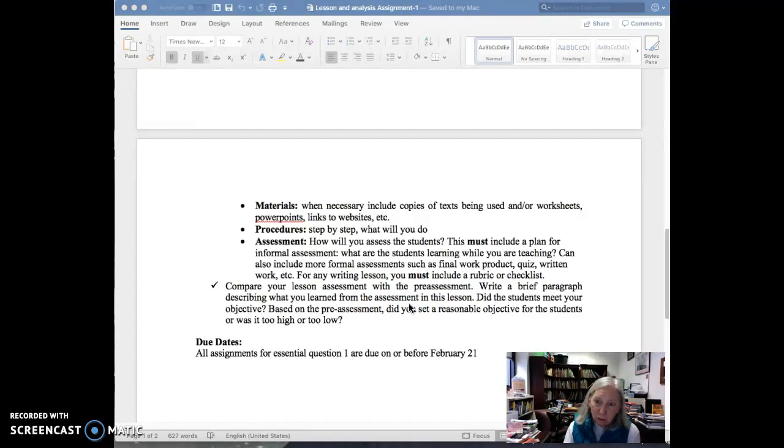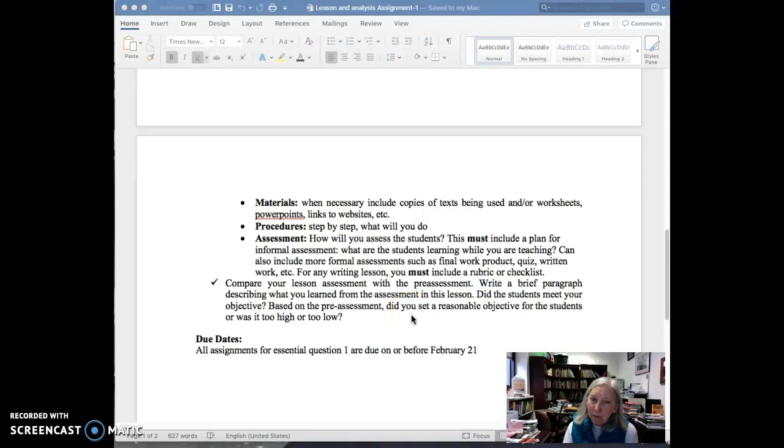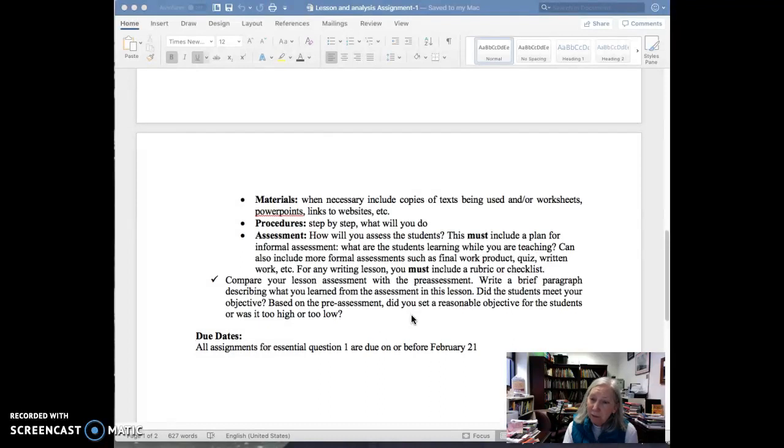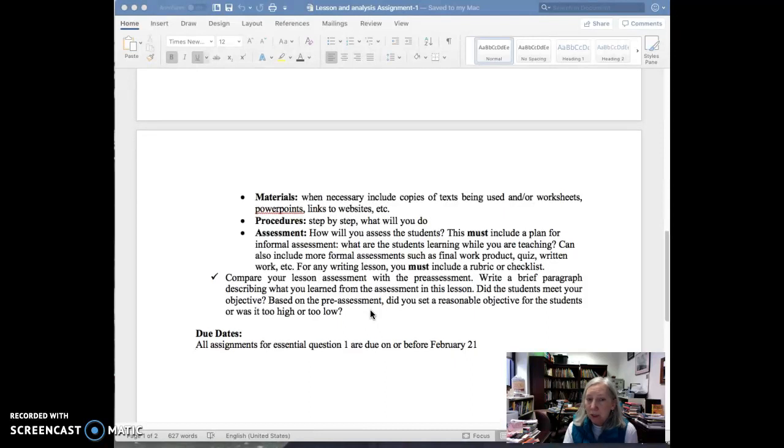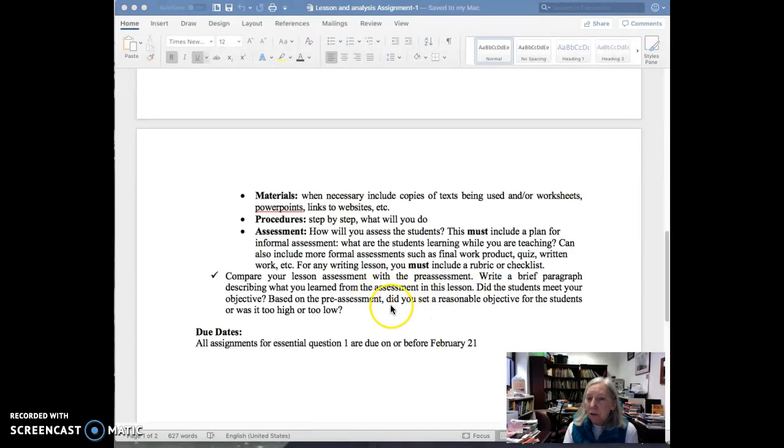Did they learn what you thought they would learn? Were they further along or not as far along as you thought they would be based on the pre-assessment? Did they meet your objective? Did you set a reasonable objective based on the pre-assessment, or did you find that the objective was too high or too low for the students you were working on? Those are all things that you can include in your final analysis of this lesson.